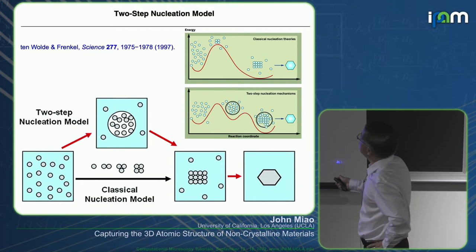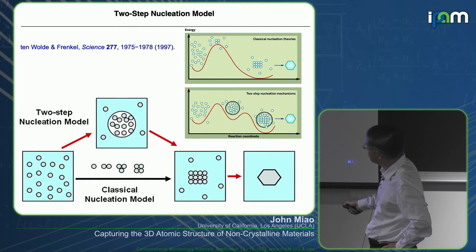There's also the two-step nucleation model. Nucleation is an important phenomenon, as I mentioned, and there are a lot of studies. The two-step model is like this: you have a disordered phase, and somehow the classical nucleation is like this.